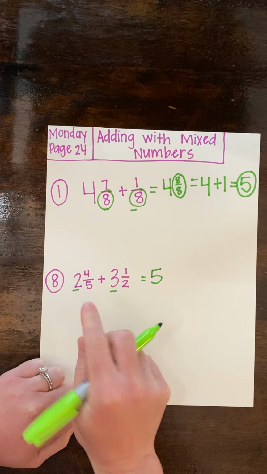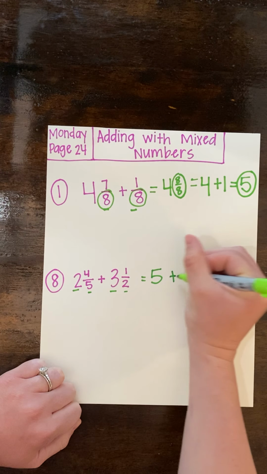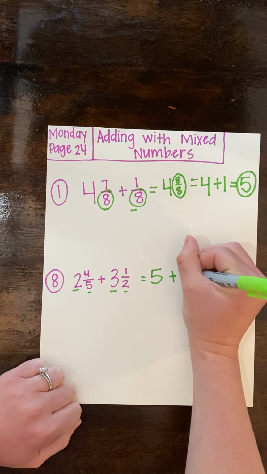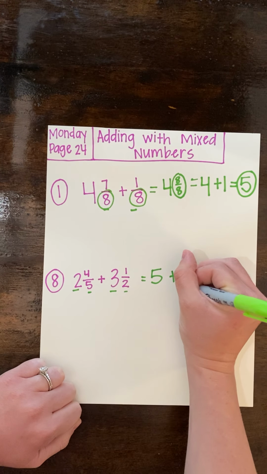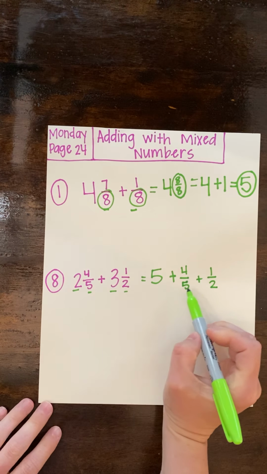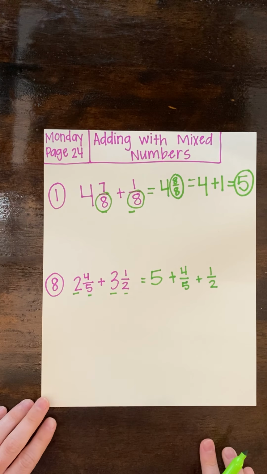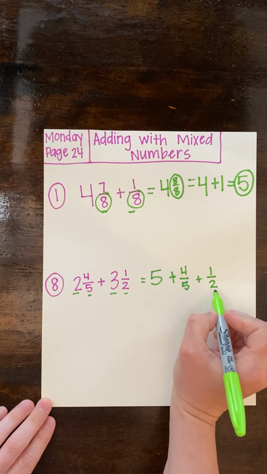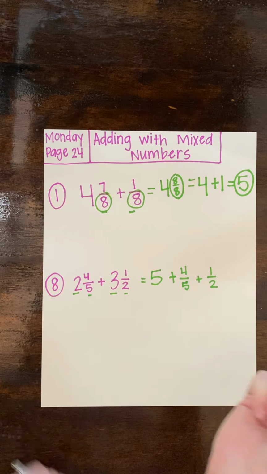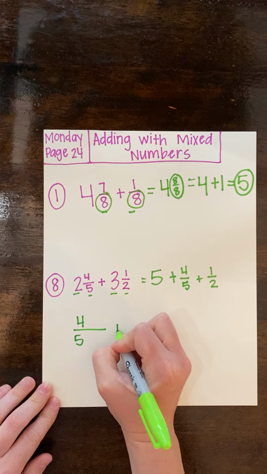So now I need to add up my fractional pieces. So I have 4/5 plus 1/2. So I'm going to add that back to my 5 that I added earlier. So I have 5 plus 4/5 plus 1/2. I cannot add these two because I'm not in the same unit. So what I'm going to have to do is get the same denominator in order to add these fractions together. So I have 4/5 plus 1/2.